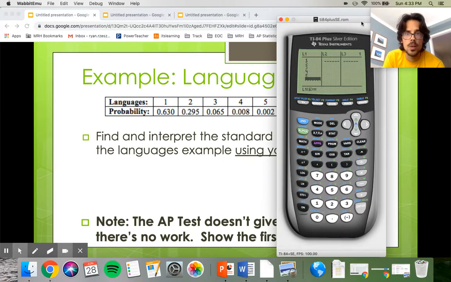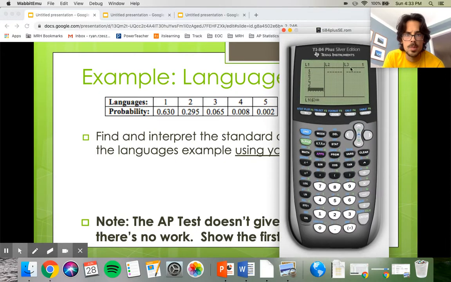So I have 1 through 5. This is for the number of languages that somebody speaks. And then I'm going to put the probability that goes with each of them into the second column. So values in the first, probabilities in the second. And we're going to go to our favorite friend. We've used this menu before too, one variable stats.